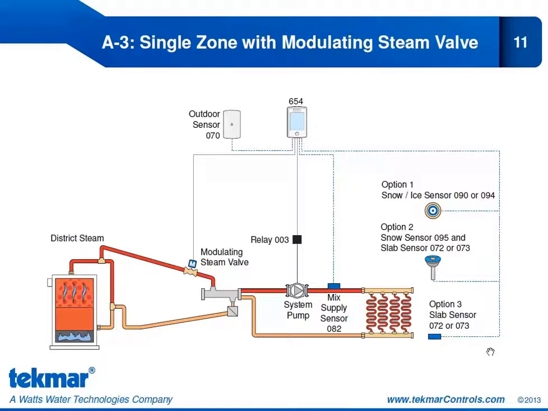Notice here we are not operating a boiler. In this case, we're using district steam. You could be using a steam boiler, but another control would be operating that boiler, not the 654.